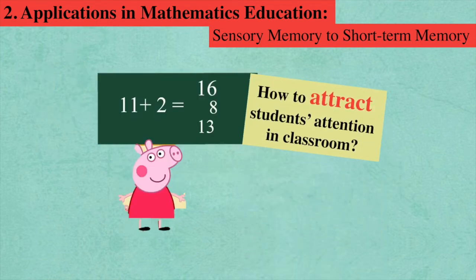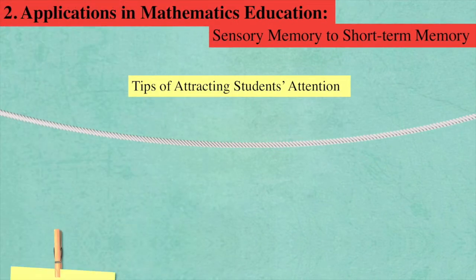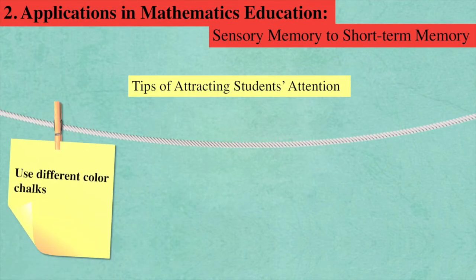So how do we attract students' attention to the information? Here are some tips. The first one is using different color charts to separate the basic graphics from the complex graphics.